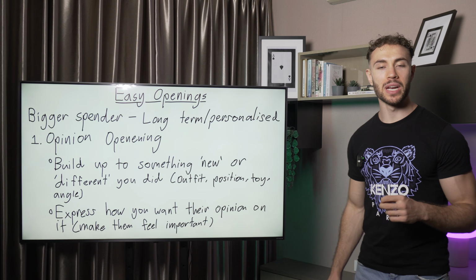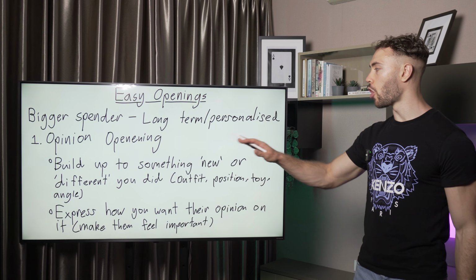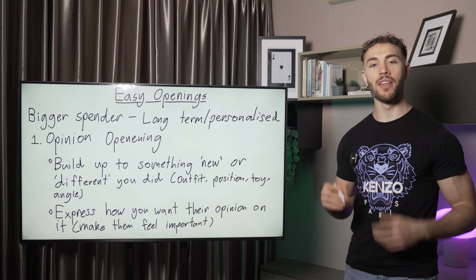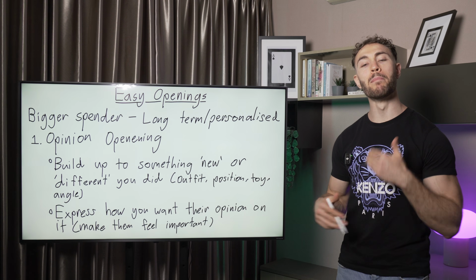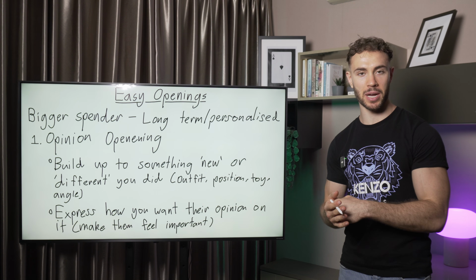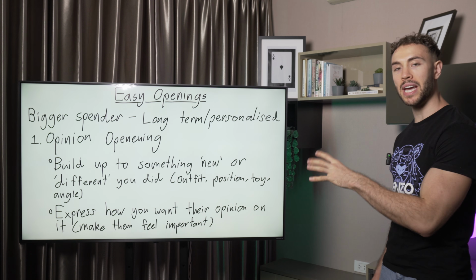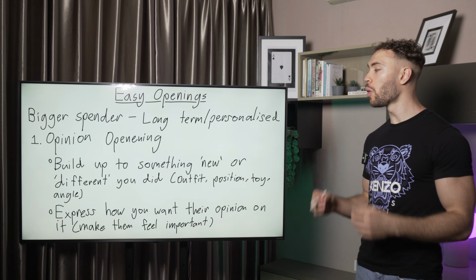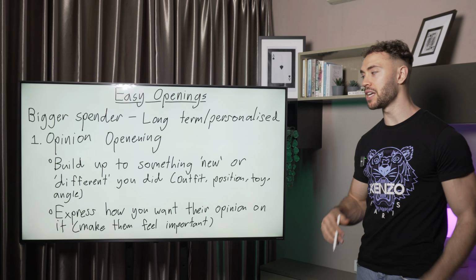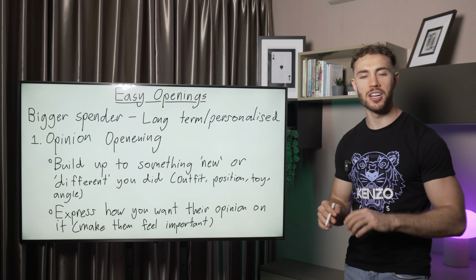How about creating openings with our bigger spenders? For them, we want it to be a bit more long-term and personalized. That's because we know that we're more likely to get a return by putting more time and effort into these people. The first kind of opening for bigger spenders is something called the opinion opening. Basically, you want to start building up to something new or different that the creator did. Take a while before you tell them that it's a video.